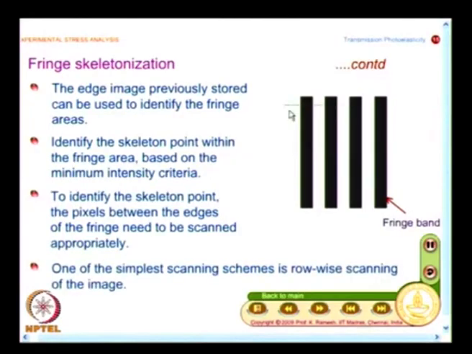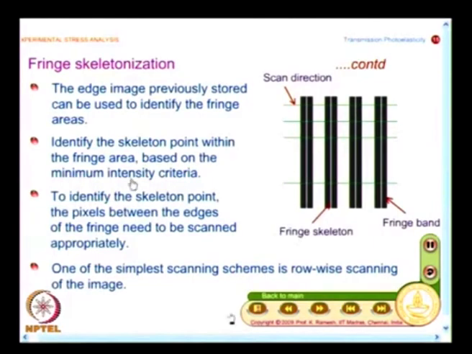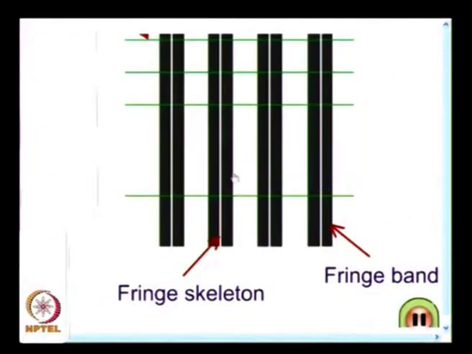So, here we scan it row wise, that is what is illustrated here, and when I do the scanning like this, what I am going to do, between the edges of the fringe, identify the skeleton point having minimum intensity. So, that is determined, and what I have here is I have nicely determined the fringe skeleton, and this was possible. This scanning was simple enough to do because the fringes are vertical, I could have a horizontal scan.